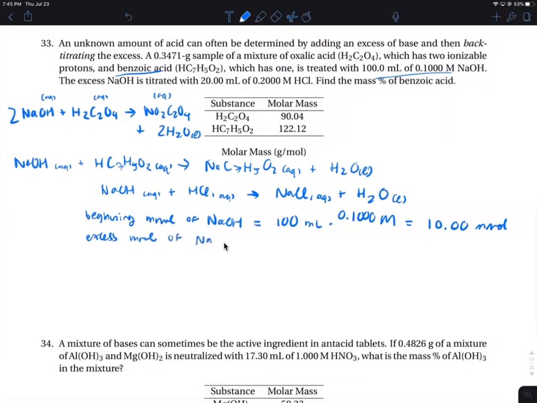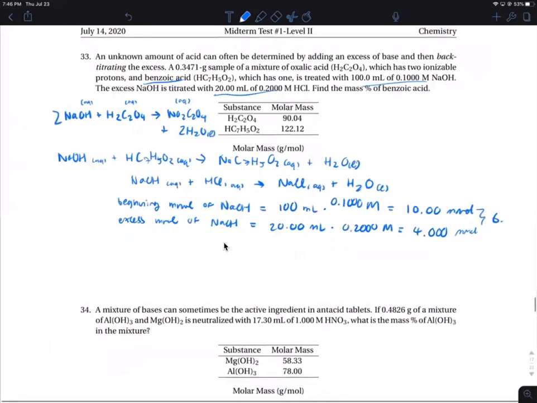And then the excess of NaOH is what we have at the very end, which is 20 times this many moles. It's going to give us this many millimoles. All right, so now that means that the amount reacted is just this difference, which is 6.00 millimoles. Oh, one extra zero. Okay. So now we have this many millimoles of NaOH that were reacted.